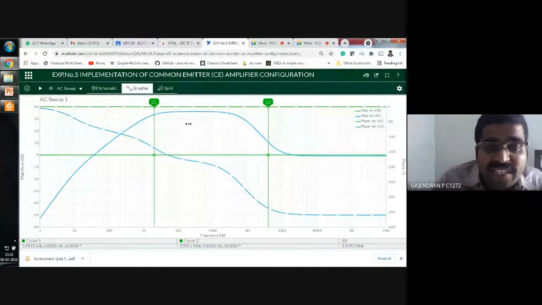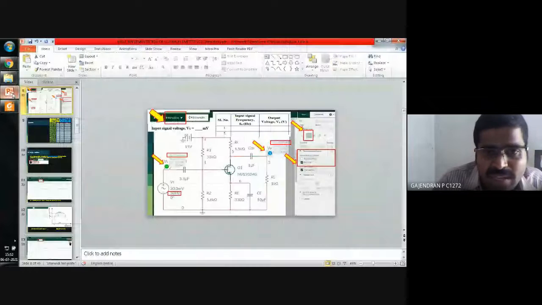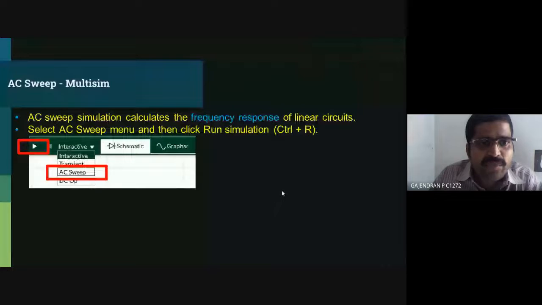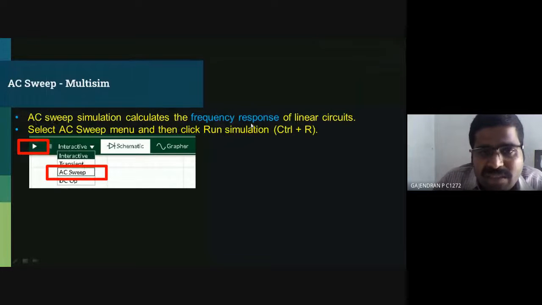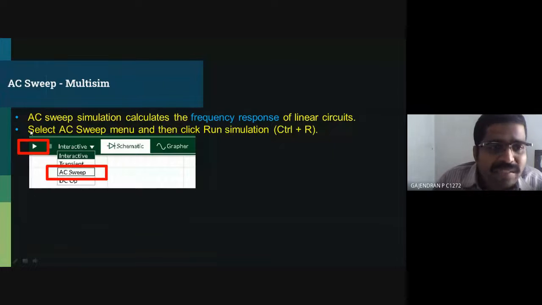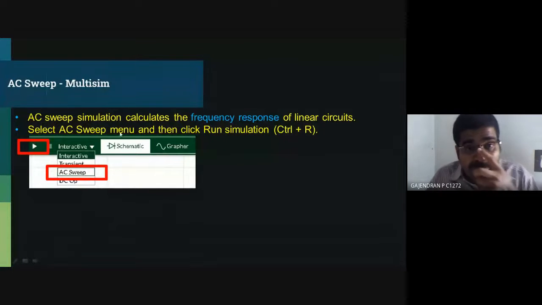So in the graph, what are all the settings you need to do? That I will teach you now. I will skip the theory portions. If you want a definition of this, please note down: the AC sweep simulation calculates the frequency response of linear circuits. How to select the AC sweep menu? Select the AC sweep menu and then click run.